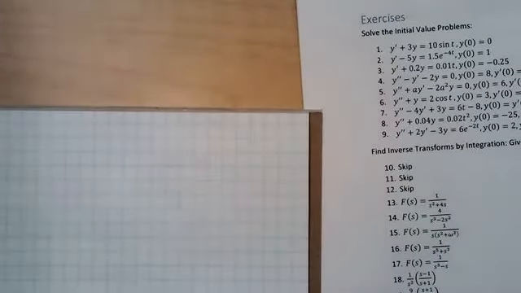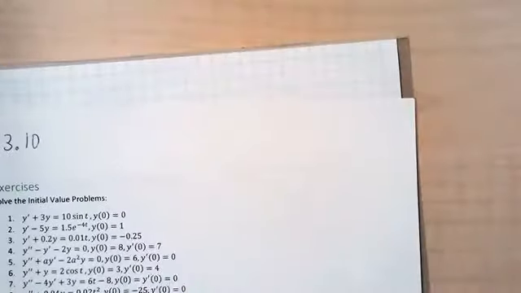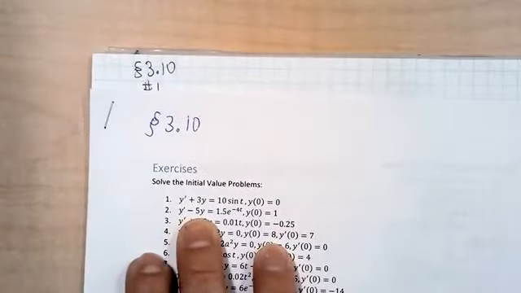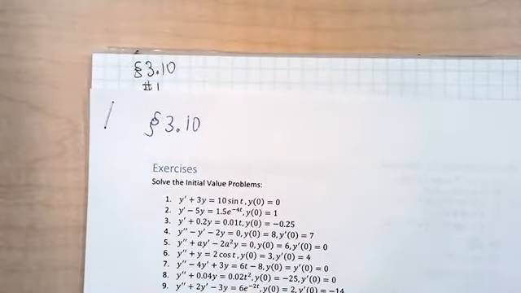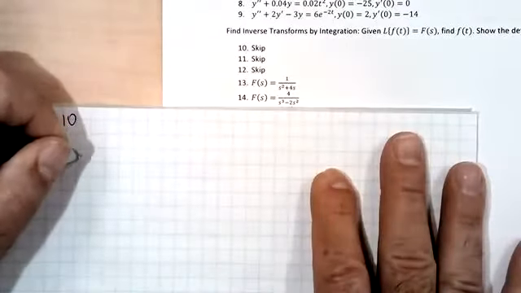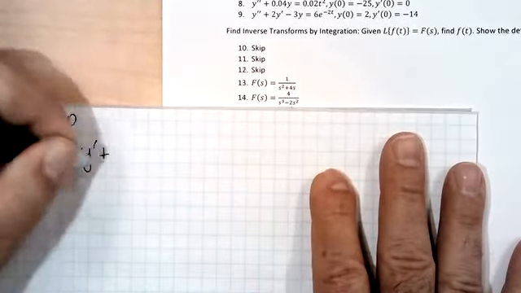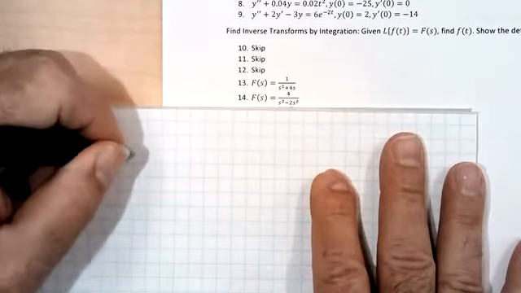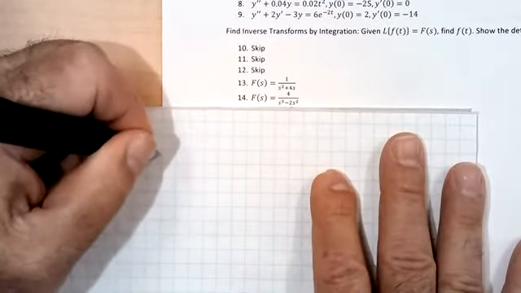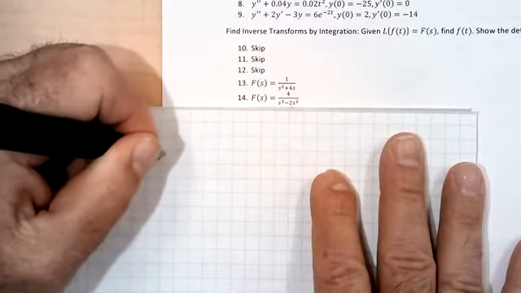And let's see. Switch cameras here. 310 number 1 is this. y prime plus 3y equals 10 sine t, where y of 0 equals 0. So why don't we just modify it a little bit? Oh, I don't know. 10's not so bad.